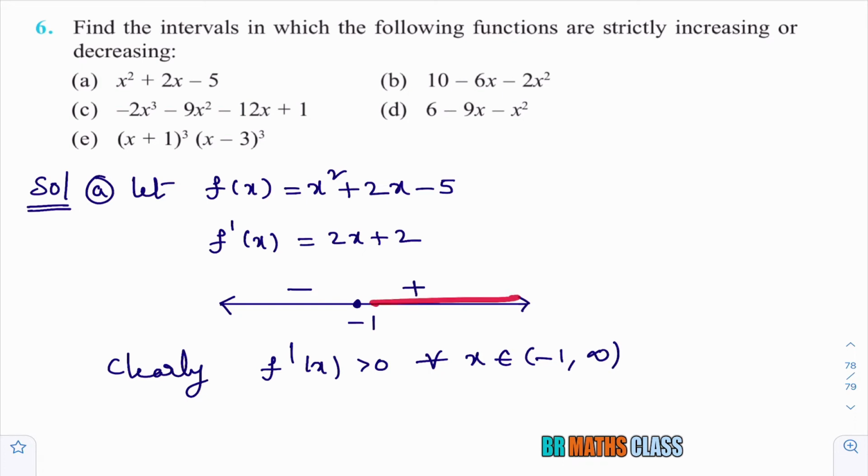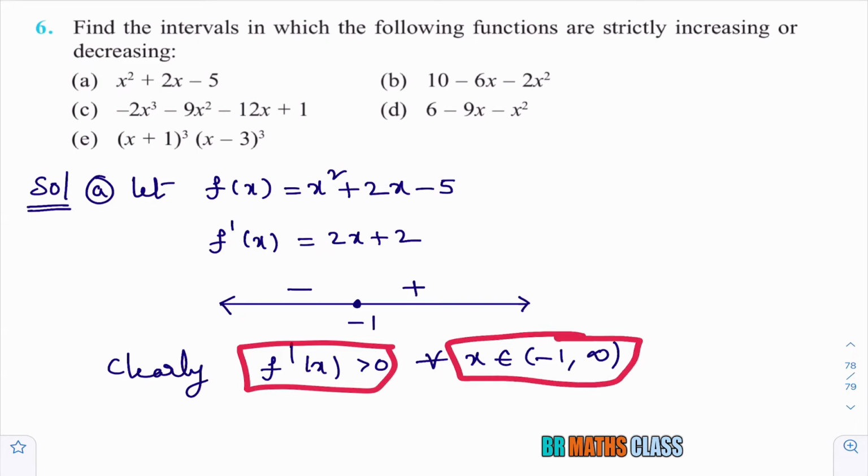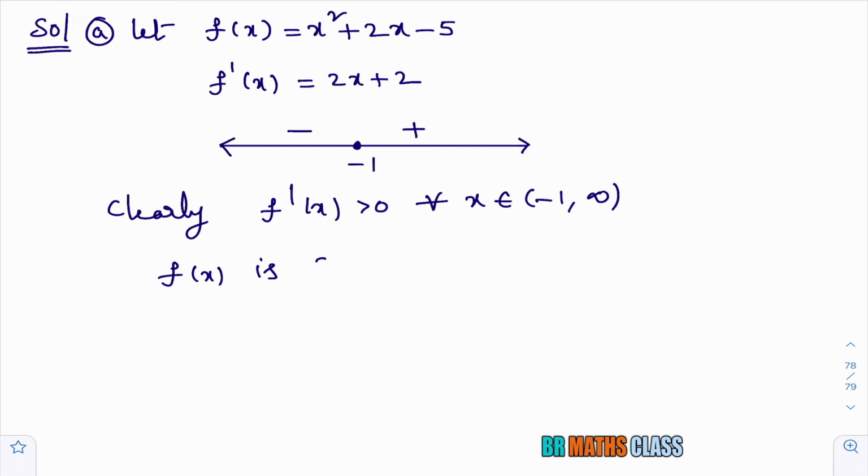If you want, you can check. You take some number in this interval, substitute in this f dash of x, it will be greater than 0 only. As I got f dash of x is greater than 0 for all x belongs to this interval, I can say that f of x is strictly increasing on this interval. Therefore, f of x is strictly increasing on open interval minus 1 to infinity.